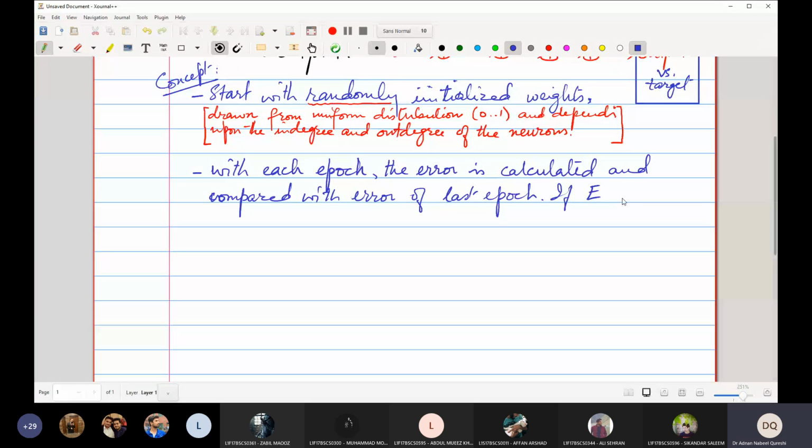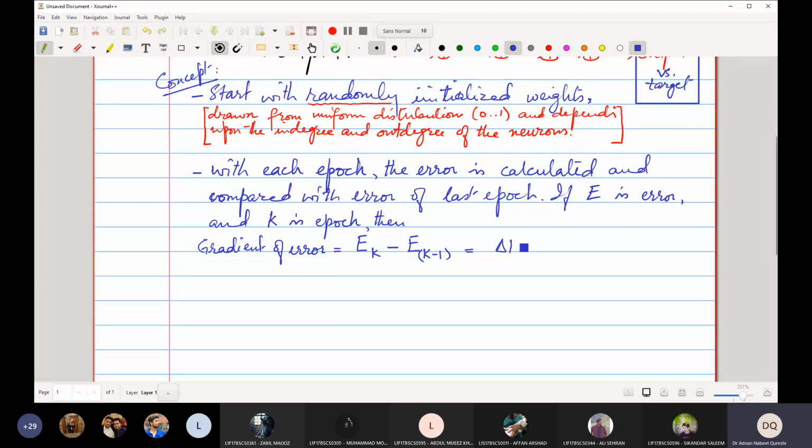So if I say that E is error and let's say K is the epoch, ये तो स्पॉक वाले स्पेलिंग हो गए हैं, then the error of the epoch K minus the error of epoch K minus 1 is known as the gradient of the error, G. Any confusion regarding this simple statement?